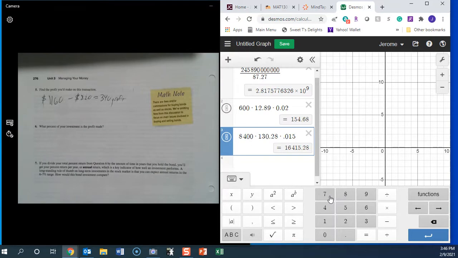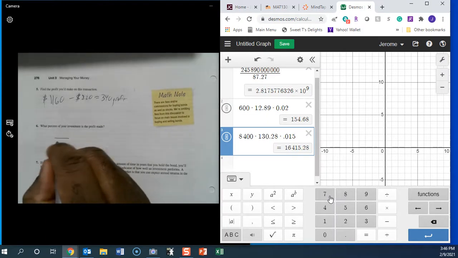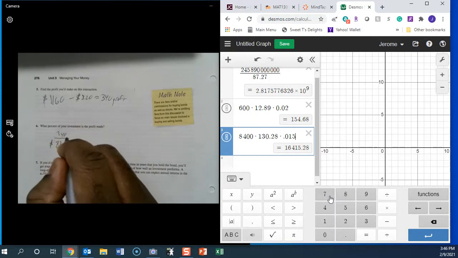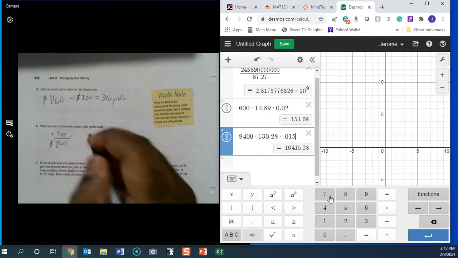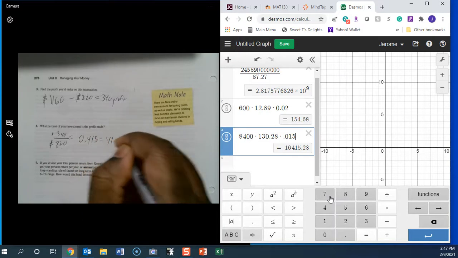Okay, number 6. What percent of your investment is the profit made? So basically, we had $820 is what was paid for it. The profit is $340. And when you divide that out, it'll give you 0.415, which is 41.5%.